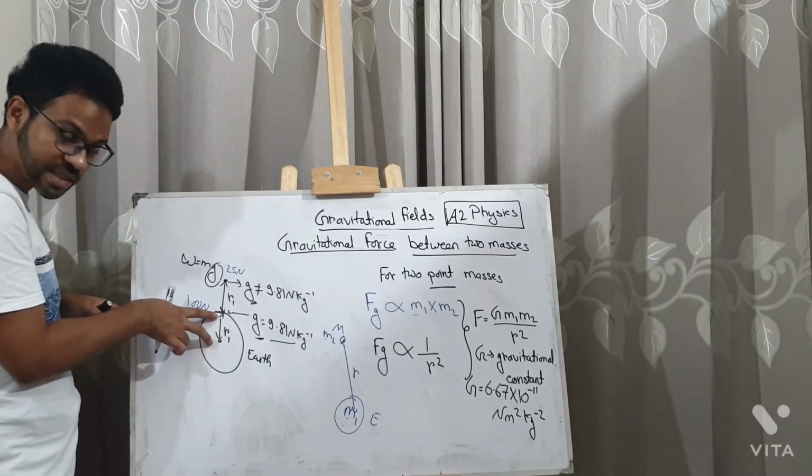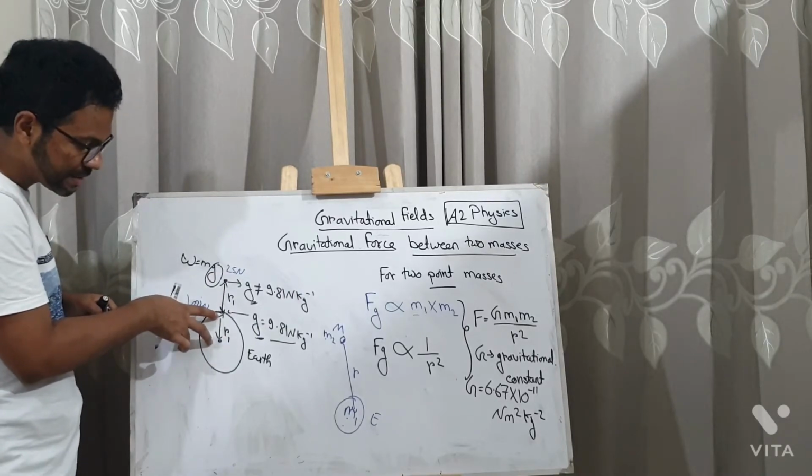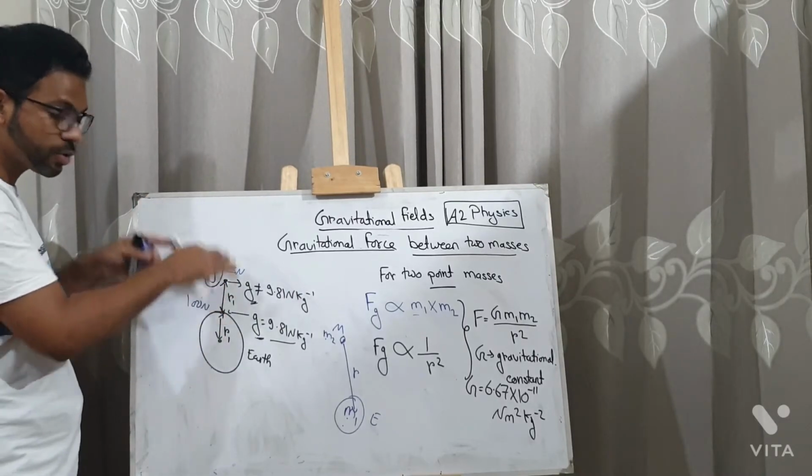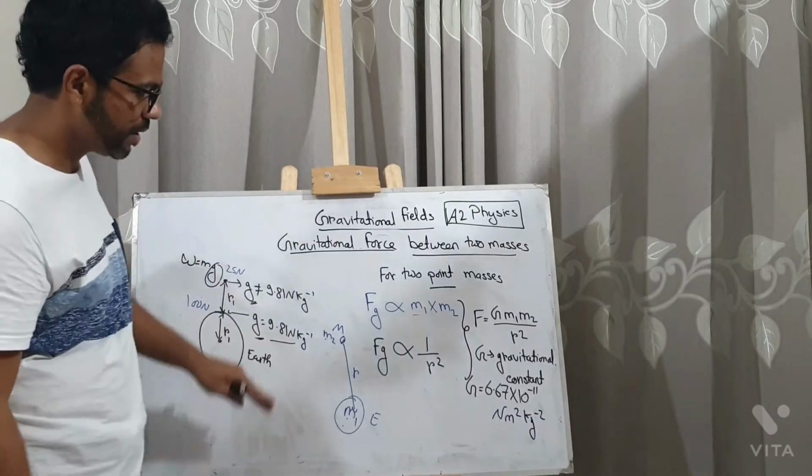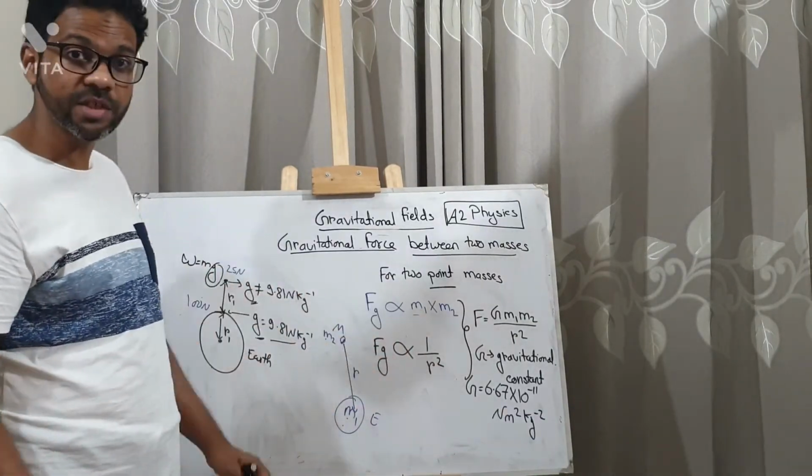The first distance was taken from the center of the earth. The second distance is double that distance. So the force becomes 1/4. Okay. So that is what these two equations tell us.